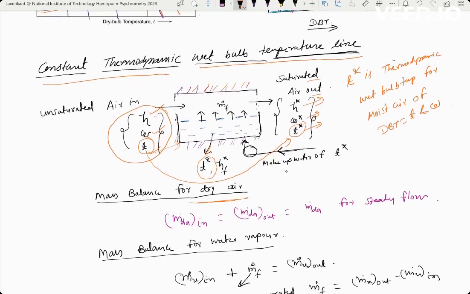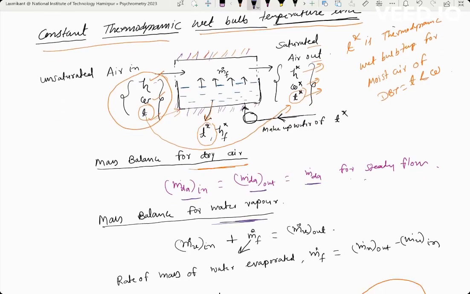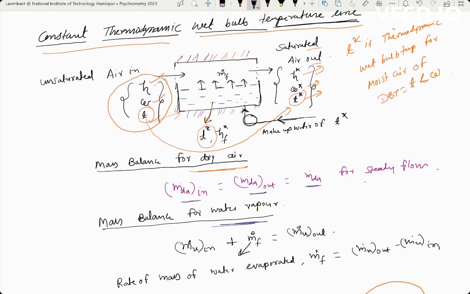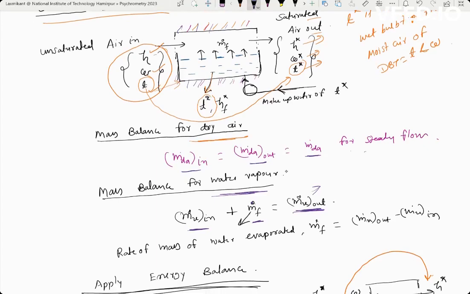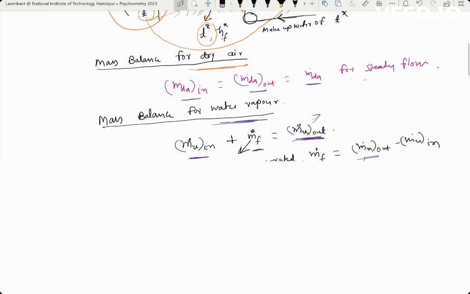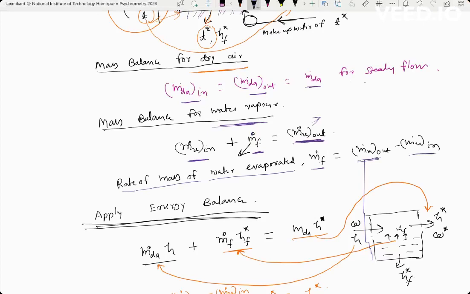So we will apply the mass balance again, first for the dry air. Dry air is constant, so dry air in is equal to dry air out. We are considering the mass of dry air for steady flow. If you apply the mass balance for water vapor, then the mass flow rate of water vapor coming into the control volume along with dry air is m dot v in, and the rate at which water is evaporated, m dot f, plus m dot v in is equal to the mass of water vapor going out of the control volume along with dry air, m dot v out. So m dot f is the rate of mass of water evaporated, and it can be written as m dot v out minus m dot v in.